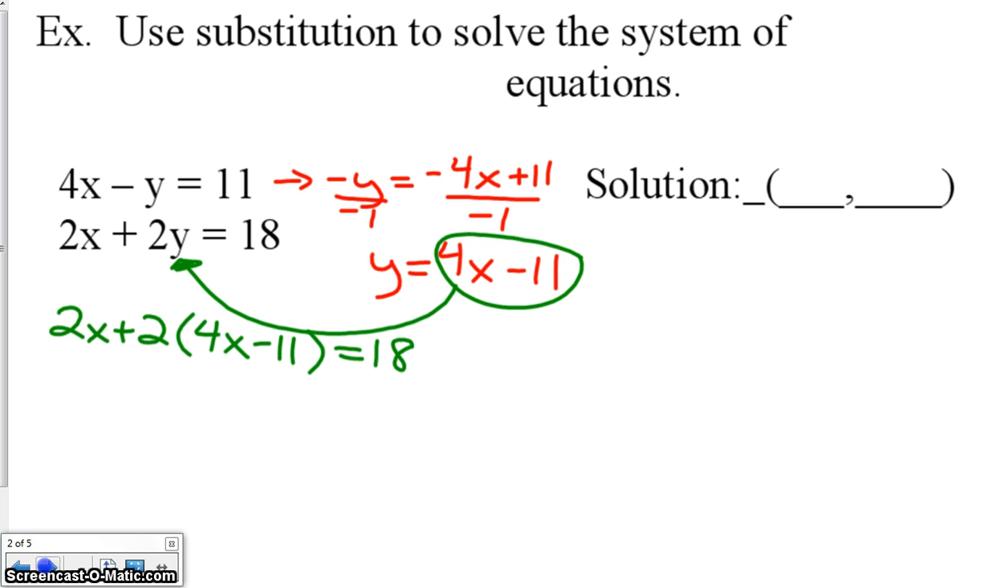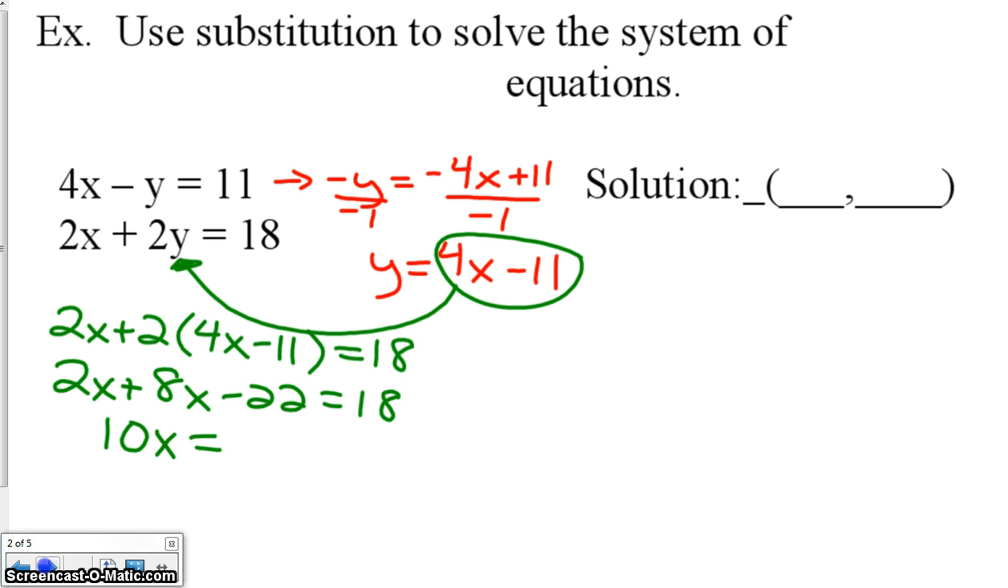I'm going to go ahead and solve, and now I'm solving for one variable. I'm solving for the variable x. Go ahead and distribute. Combine like terms. Get our constants over to the other side. And then x equals 4.